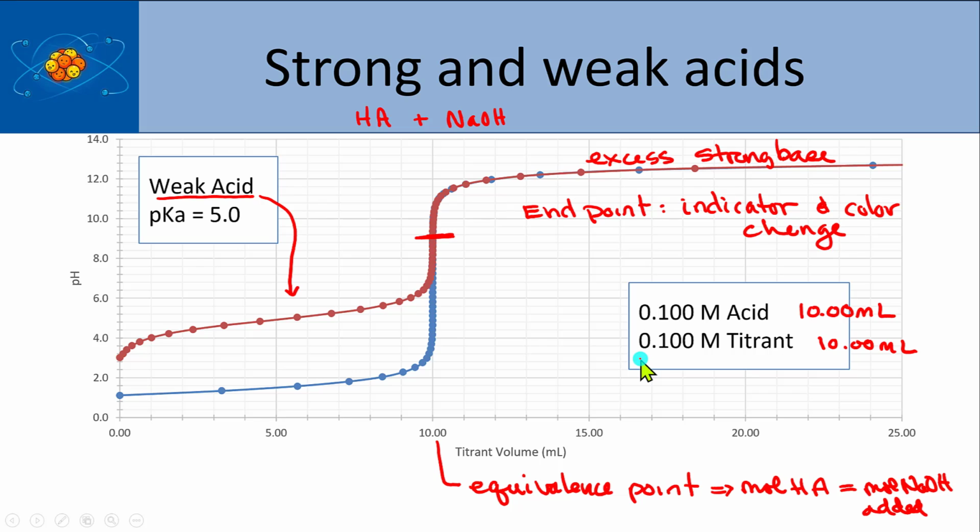Another thing to note is this volume here. 5 milliliters is 1/2 of 10. 10 is where my equivalence point is. This volume at half equivalence point, so I'm going to call it the half equivalence point volume, has this really mystic name called the midpoint. All right, it's not that mystic. It's just the middle, right?